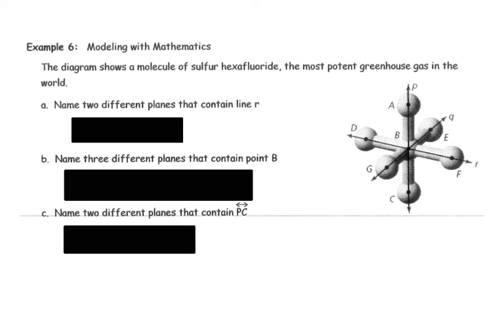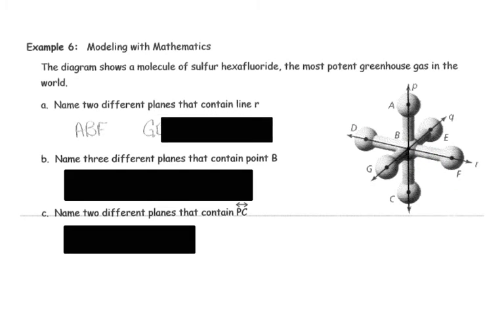First, you need to find line R. Name two planes that contain line R. The two planes are ABF and GBF.